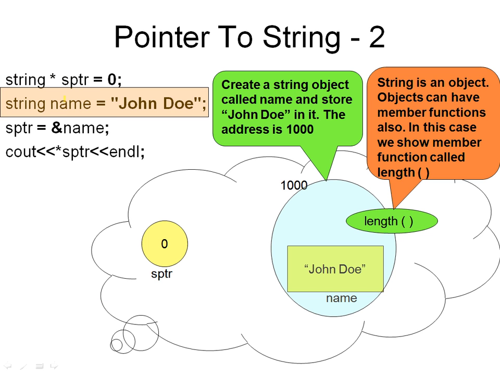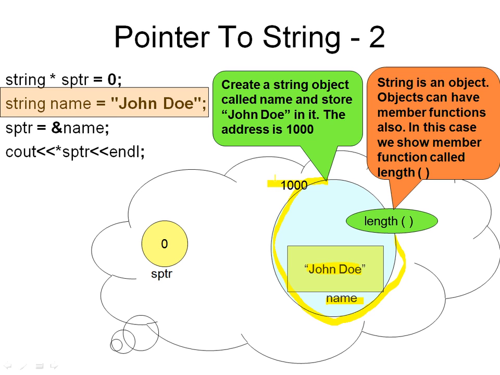Then as soon as this line is executed, I'm creating an object, a string object, inside my RAM. It has a string John Doe stored in it. The name of the object is name. Its address is 1000.